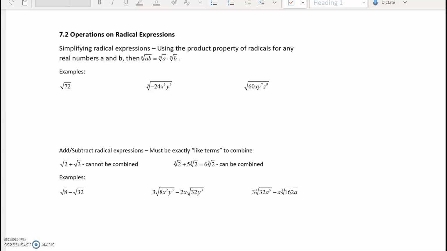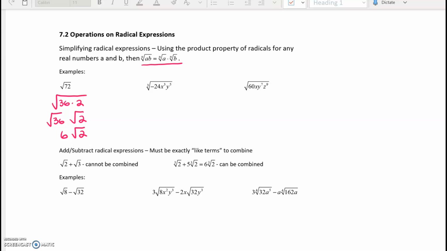Our first example is square root of 72. If you remember from yesterday, you should be able to pull out your 7.1 and look at all those perfect squares, looking for numbers in that group that go into 72, because 72 is not a perfect square. Hopefully you found that it's 36. So we're going to rewrite 72 as 36 times 2, and then use this property that lets you split that into square root of 36 times square root of 2. The square root of 36 is 6, and the square root of 2, because it's not a perfect square, has to stay under the radical. So there's our first example.